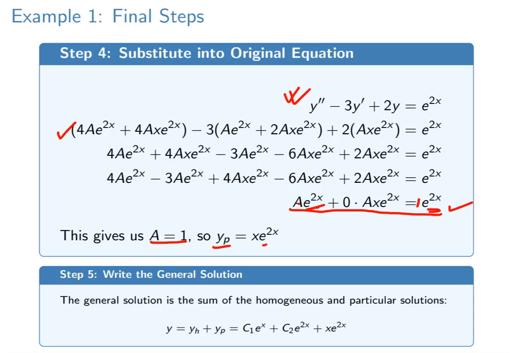So earlier we got yh, and now yp is equal to x e to the power 2x. So the general solution will be y is equal to yh plus yp, that will be c1 e to the power x plus c2 e to the power 2x plus x e to the power 2x.